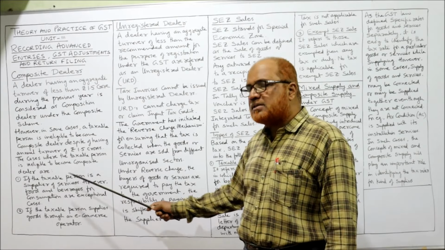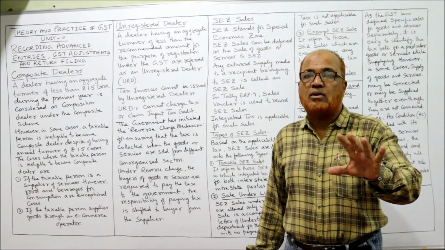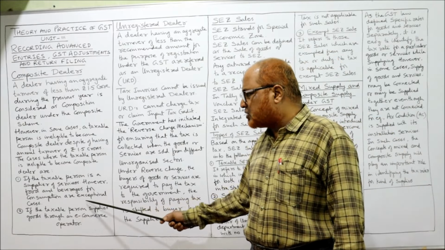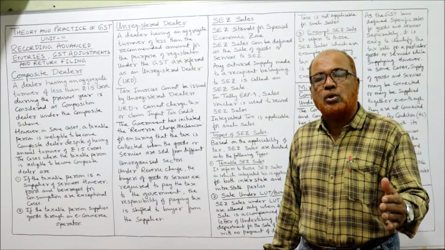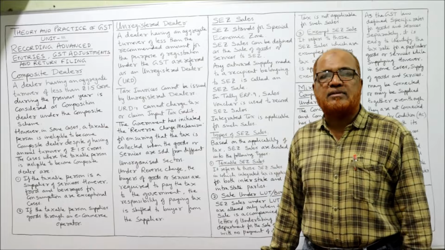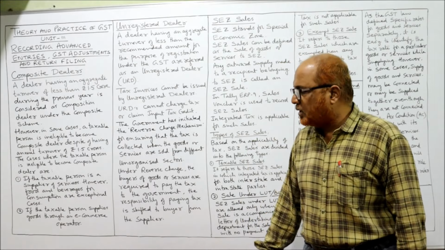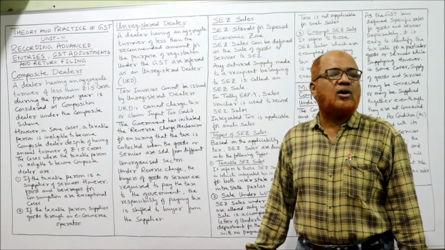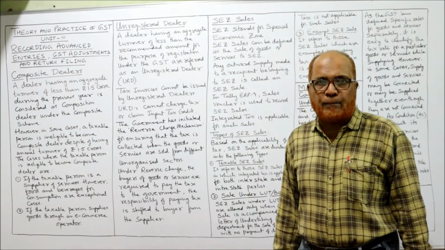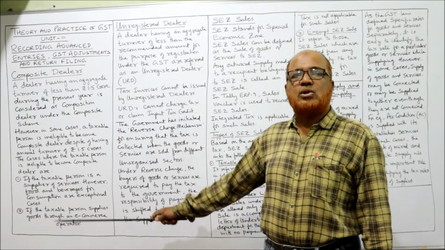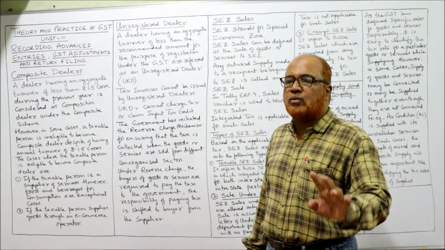The first case is if the taxable person is a supplier of services. Remember the point: if the taxable person is a supplier of services, not goods, excluding, however, food and beverages for consumption, which are exceptional cases. Leaving these out, all other taxable persons who supply services cannot become a composite dealer even if the turnover is below 1.5 crore. Secondly, if the taxable person supplies goods and services through an e-commerce operator, then also the composite scheme will not apply even if the turnover is below 1.5 crore. So these are the two exceptional cases where the person will not be treated as a composite dealer even if the turnover is below 1.5 crore.